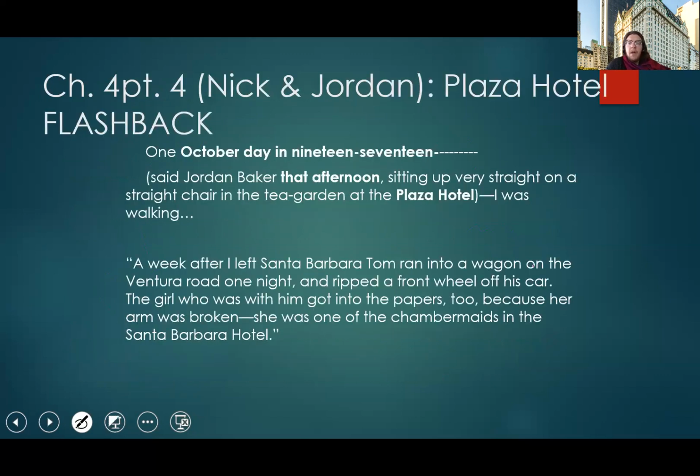We then shift very powerfully to the Plaza Hotel, and we enter a flashback. One October day in 1917, said Jordan Baker that afternoon, sitting up very straight on a straight chair in the tea garden at the Plaza Hotel, I was walking. This behind me is the Plaza Hotel. Notice how we learn what's happening with the parenthetical.